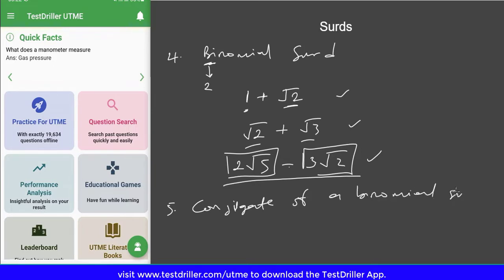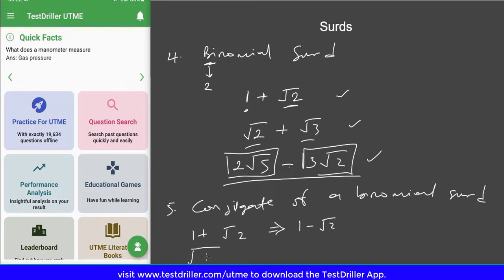So given a binomial surd of this kind, 1 plus root 2, the conjugate surd is 1 minus root 2. This is not an equality sign, so take note, they are not equal. The conjugate of a binomial surd is the surd that you get when you change the middle sign to the opposite. So if this is plus, you change to minus, then you get the conjugate.